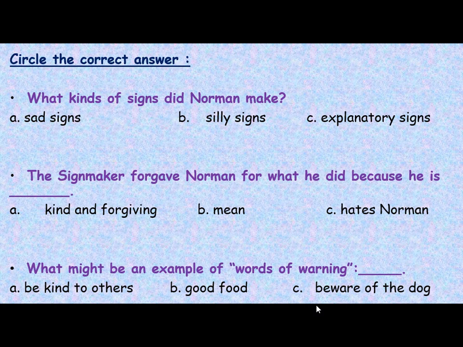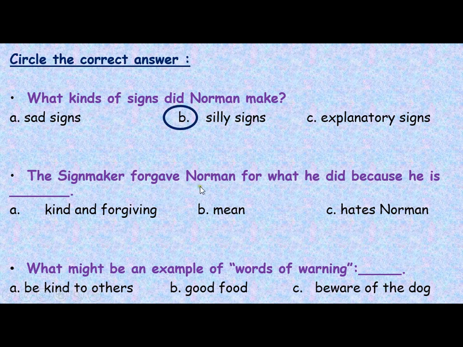Alright, circle the correct answer. Number 1. What kinds of signs did Norman make? Sad signs, silly signs, or explanatory signs? Which one was it? Sad signs, silly signs, explanatory signs? It was silly signs.